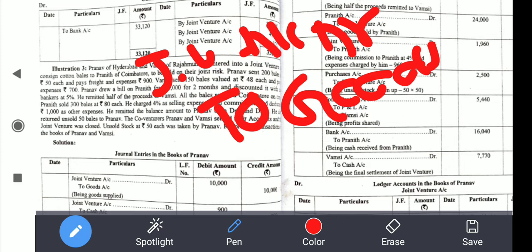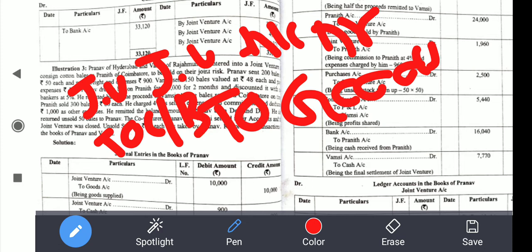Pays freight and expenses 900. Pranav paid freight and expenses. What is the general entry? You just have to write Joint Venture Account debit to Cash or Bank Account. Narration: being expenses incurred on joint venture.